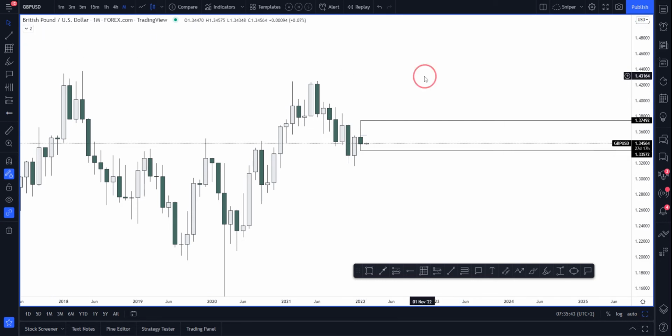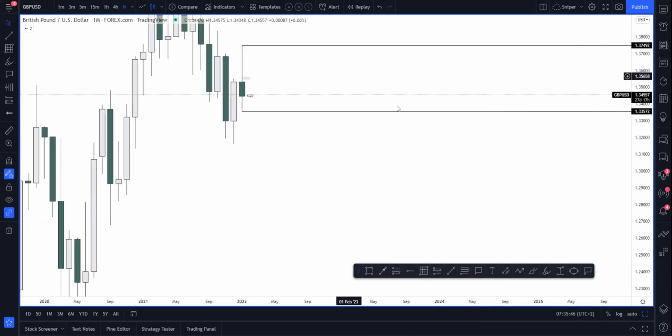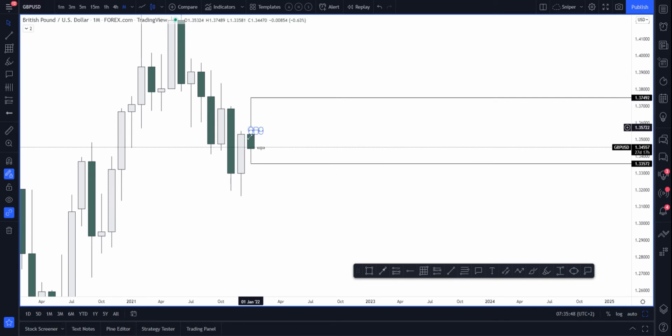So, first of all, we're just going to have a look at the monthly. What I've marked out here is just the previous month's high and low. So obviously we're trading currently within the previous month's range. This was the range that the previous month created. It was the highest high that it created, and that was the lowest low that it created. And now we are in that high and low area, which is quite significant because that can give us an indication of where we are with regards to premium and discount.